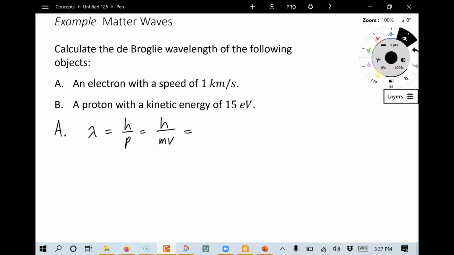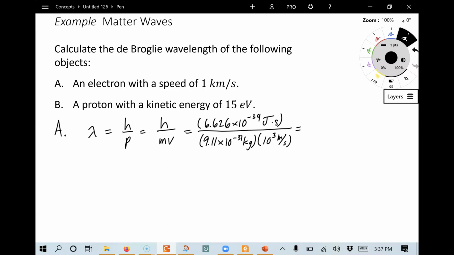So we need to go ahead and put these values in. For h, I'm going to go look this up. In SI units, h is 6.626 times 10 to the minus 34th joule-seconds, divided by the mass of an electron. That's equal to 9.11 times 10 to the minus 31st kilograms. We looked this up. And the speed here is 1 kilometer per second. Let's convert that to SI units. That's 1,000 meters per second.